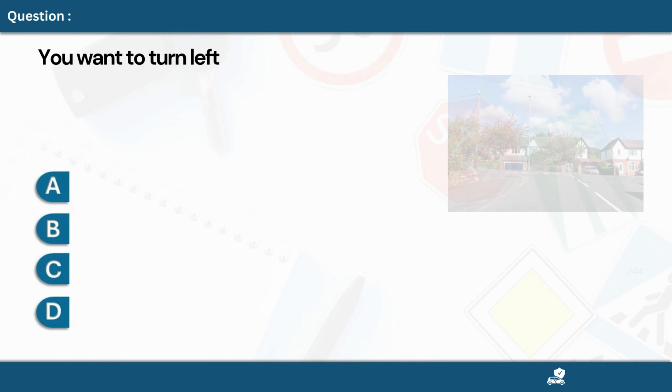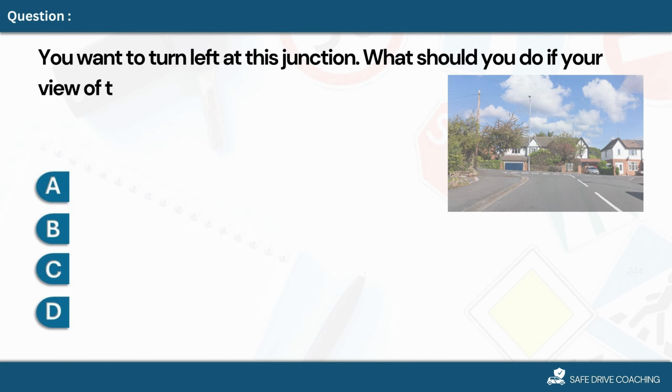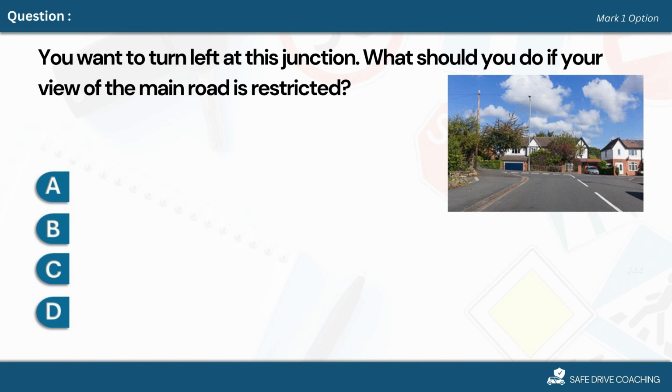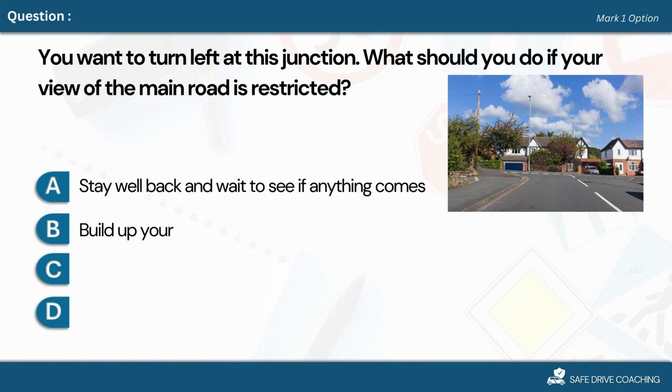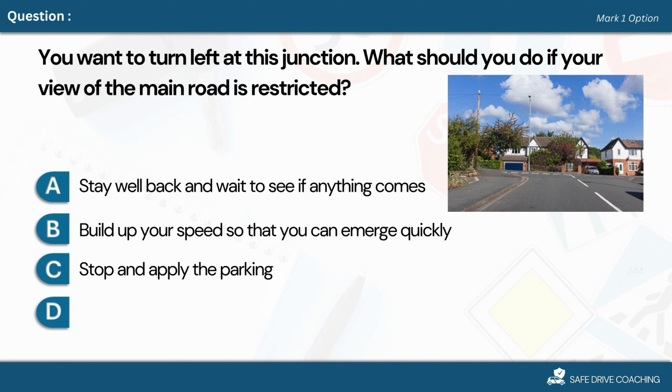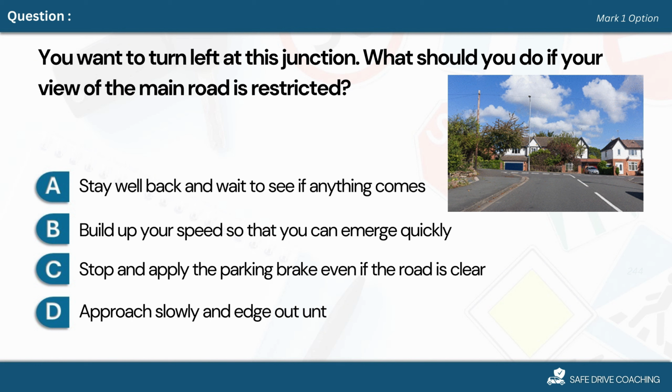You want to turn left at this junction. What should you do if your view of the main road is restricted? A. Stay well back and wait to see if anything comes. B. Build up your speed so that you can emerge quickly. C. Stop and apply the parking brake even if the road is clear. D. Approach slowly and edge out until you can see more clearly.